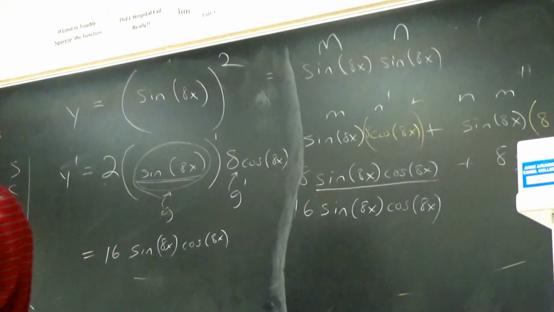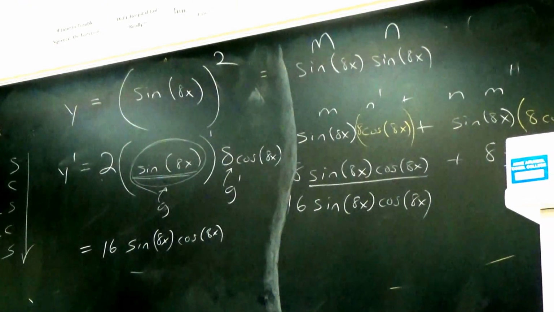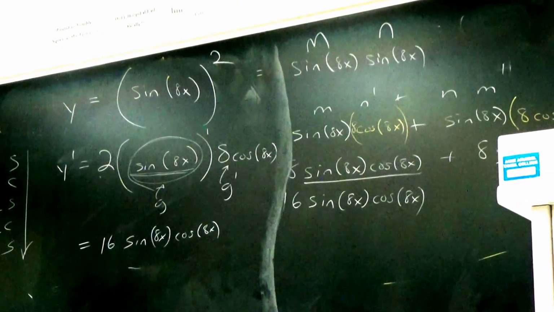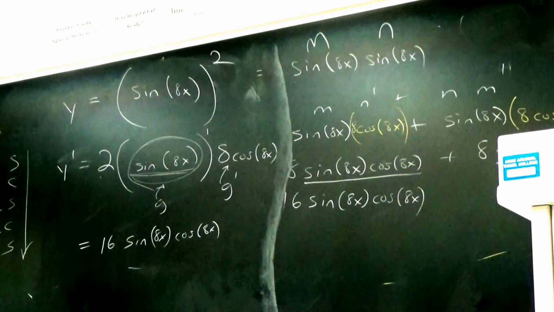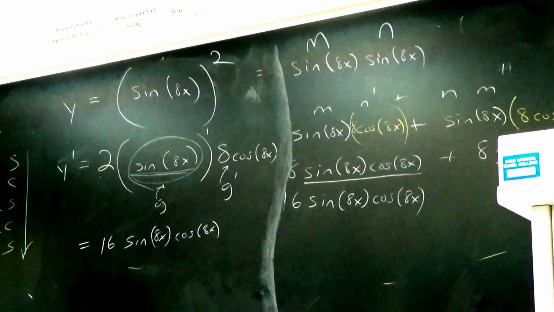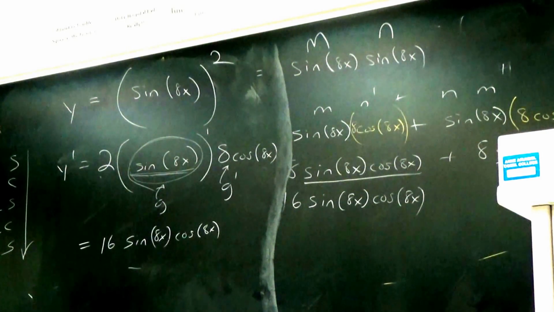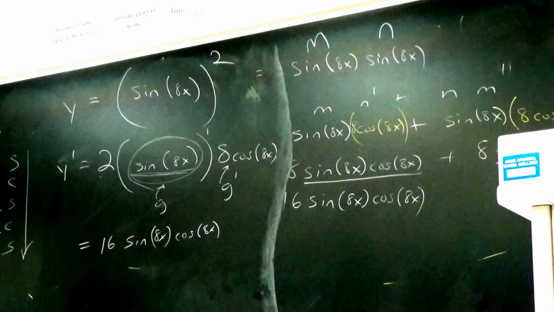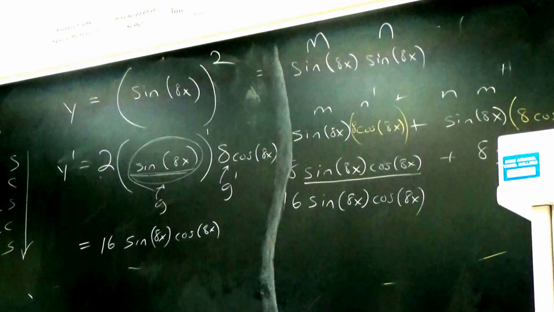If you like it, do it. I just want to tell you multiple answers I get. I get 2 sine 8x times 8. I get that all the time. Like the cosine of x just kind of disappears. Cool? So be careful with that. I get some strange answers on that one.